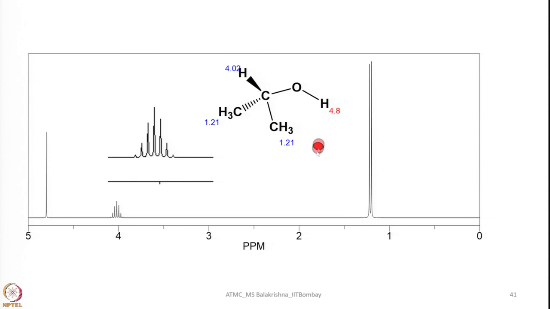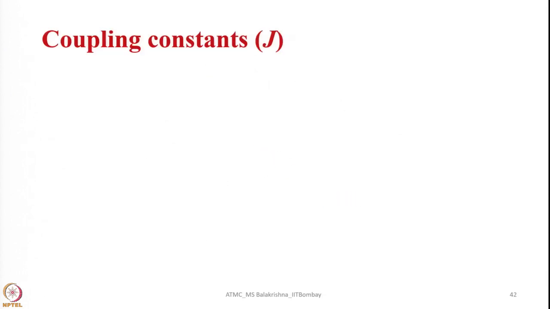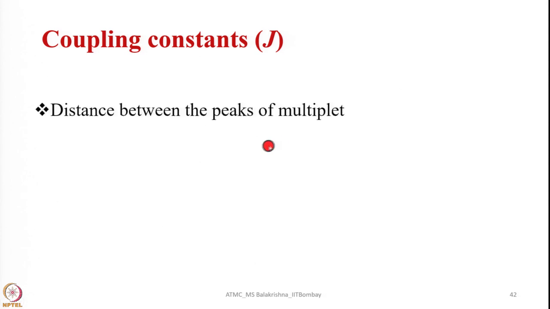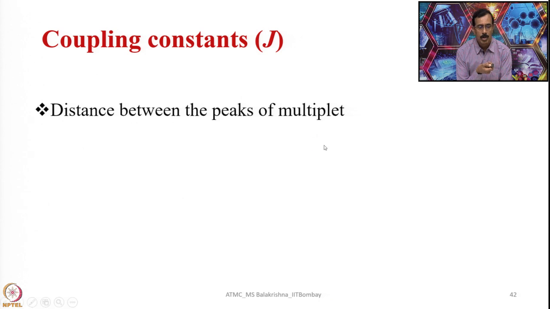For this isopropanol spectrum I have shown here, a septet is there and OH is coming around 4.8, and then this is coming around 4.02, and then these 2 are coming as a doublet around 1.21. What is coupling constant now? Another term is coming. So distance between the peaks of a multiplet is called coupling constant.